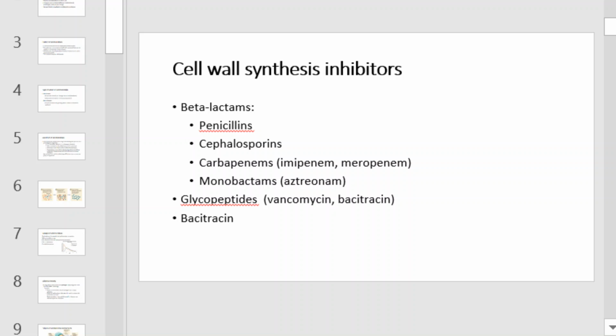Cell wall synthesis inhibitors. Cell wall synthesis inhibitors include the beta-lactams, glycopeptides, and bacitracin. Each is responsible for inhibiting or blocking the formation of a cell wall, which may result in a bacterial cell succumbing to osmotic pressure in the host.